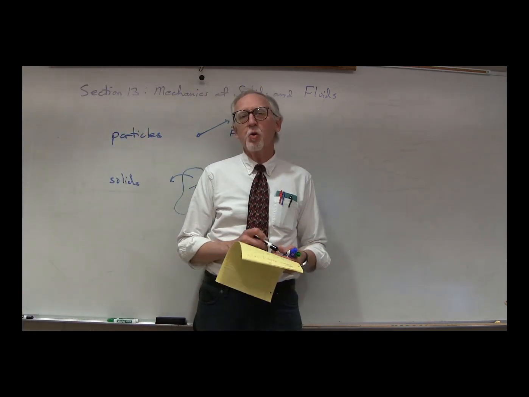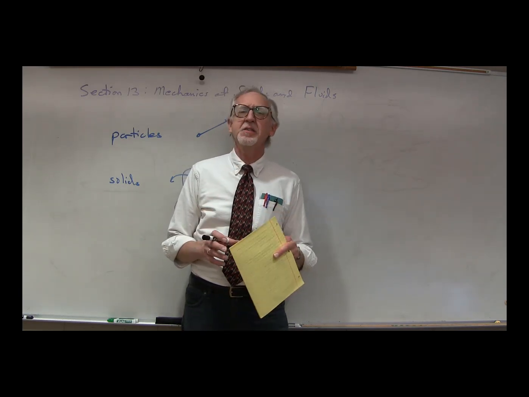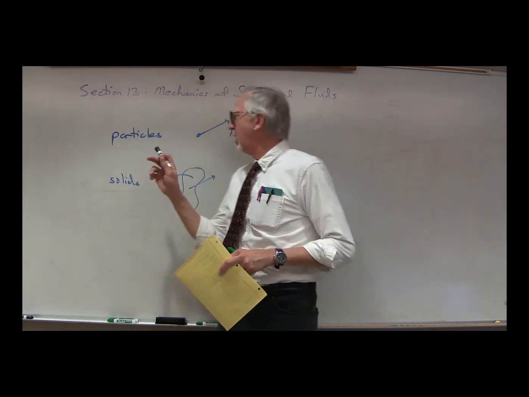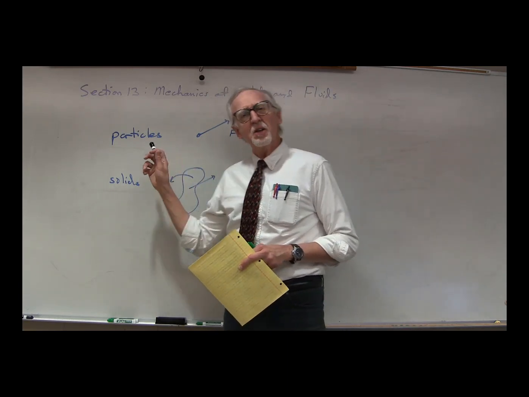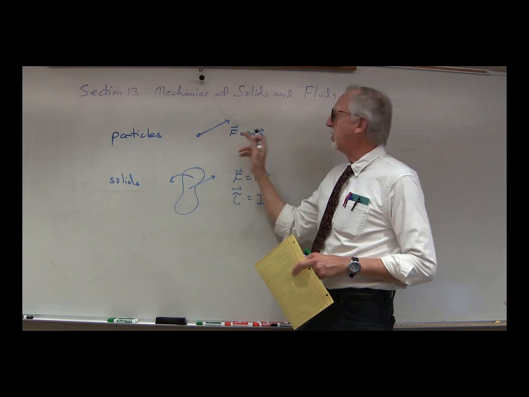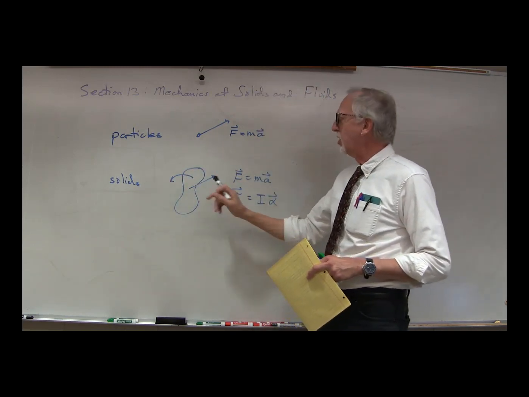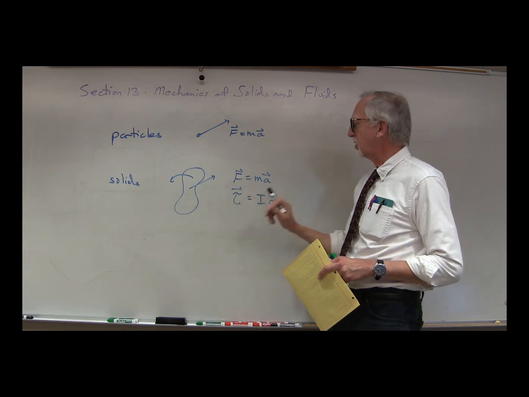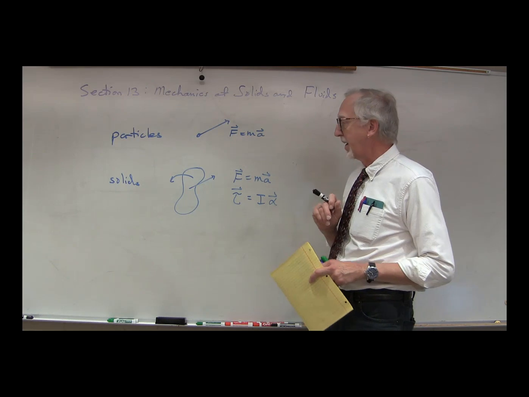So far in this course, we have been looking at the behavior of some different kinds of systems or objects. We've looked at particles and we've looked at solids. Particles we could basically describe using F equals ma. Solids, with more structure to them, we could look at their motions using F equals ma, but then also a rotational analog of that, tau equals I alpha.